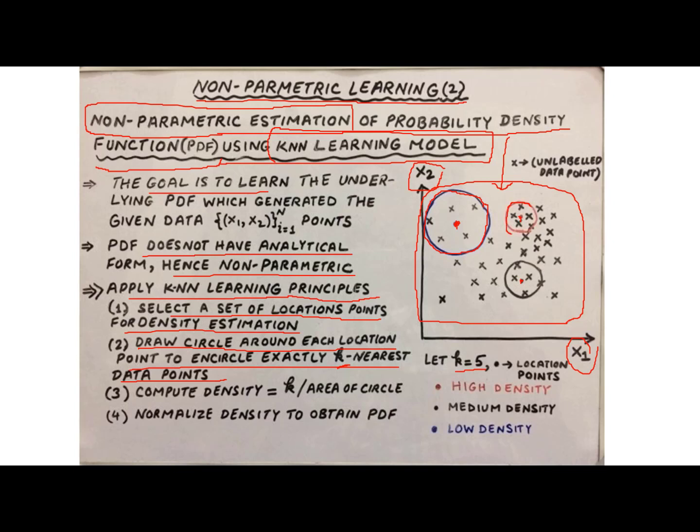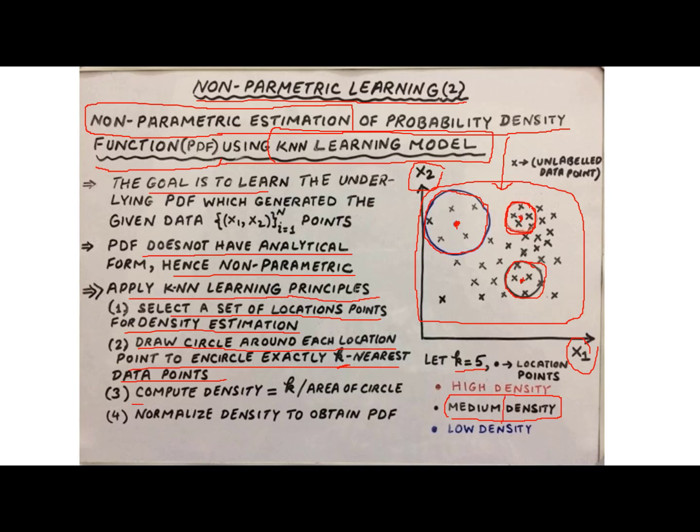On the contrary, this location point circle will be much smaller. Here the data points are distributed in a way that they're very close to each other. So the circle is very small, and if we talk about the location here, then the circle is neither too small nor too large, and we can call this a location of medium density. So why are we calling this the medium density location?